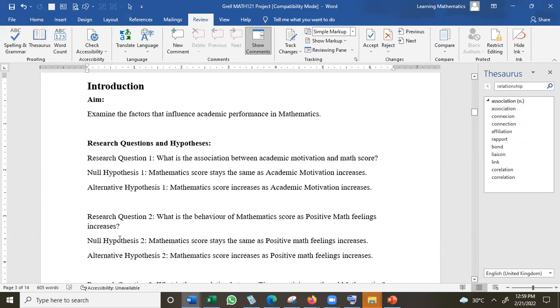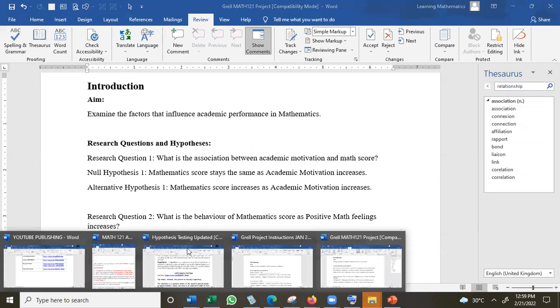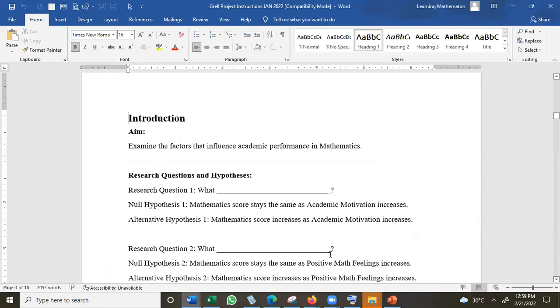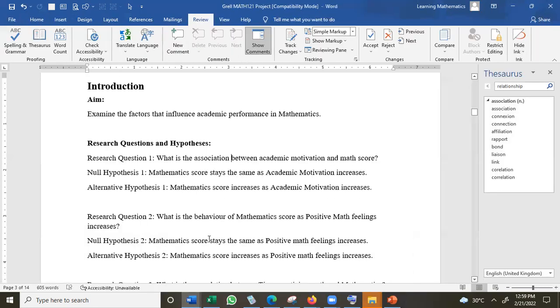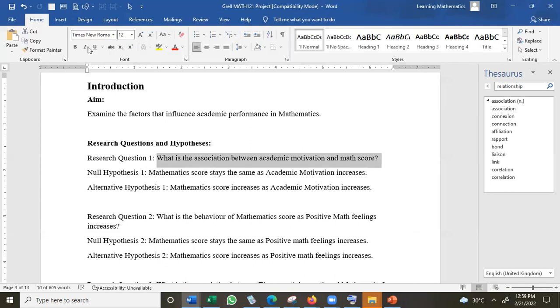Okay. Research question number 2. If you go to your research question, you will see a blank spot. You have to complete the research question, but it has to match the answer that is there. For number 2, the answer is mathematics score stays the same as positive math feelings increases. So what question could that be for such an answer? What is the behavior of mathematics score as positive math feelings increases? That is my way of visioning it. You can take a look at it and phrase it as you will.